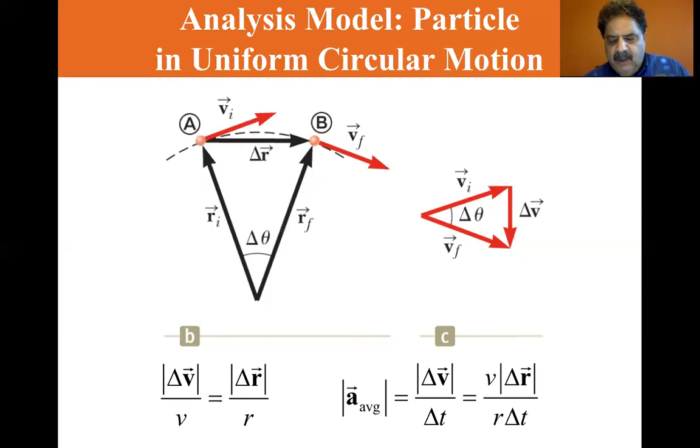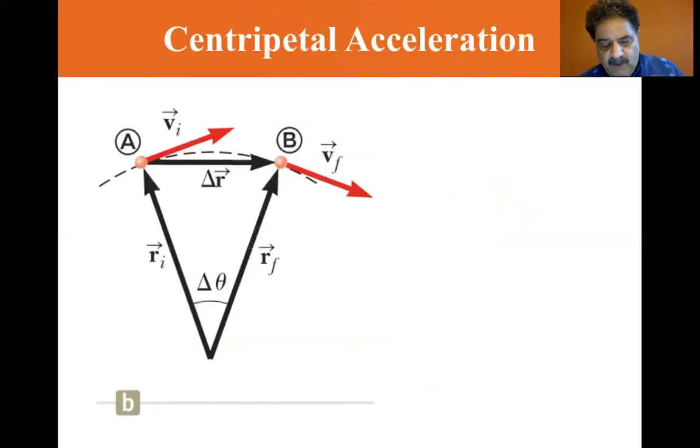The equation gives the magnitude of the average acceleration over the time interval for the particle to move from A to B. Okay? It's just delta v over delta t. Well, delta v is v delta r over r, and so if you divide that by delta t, you get the average acceleration. Okay, let's move on.